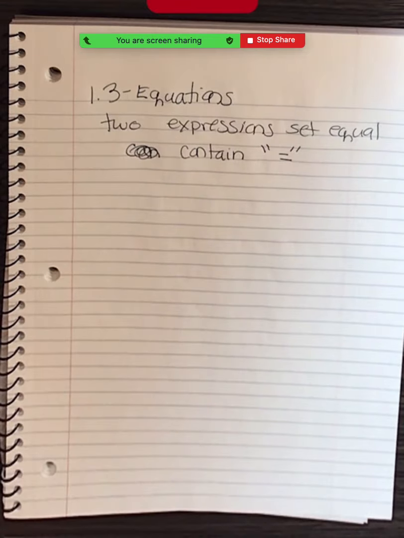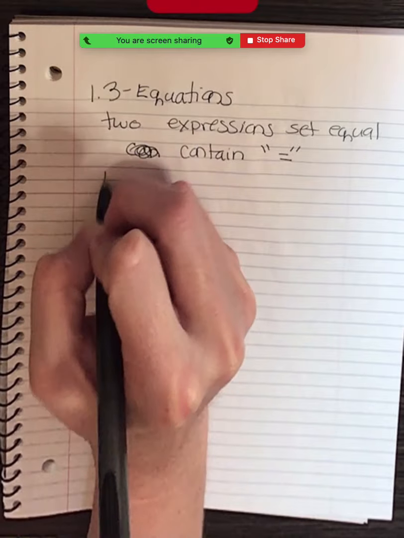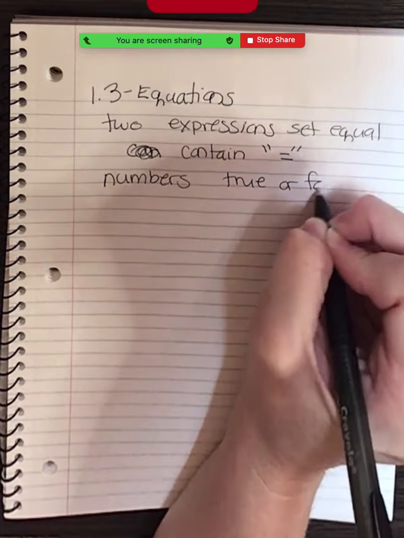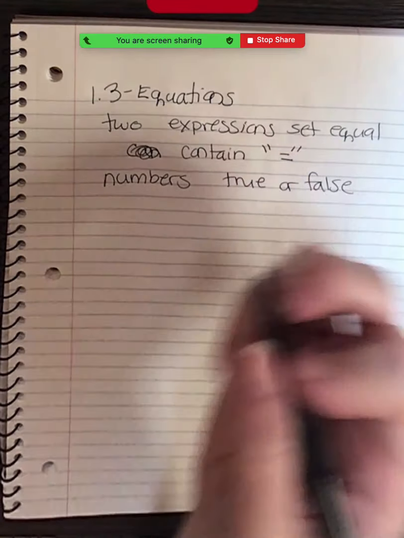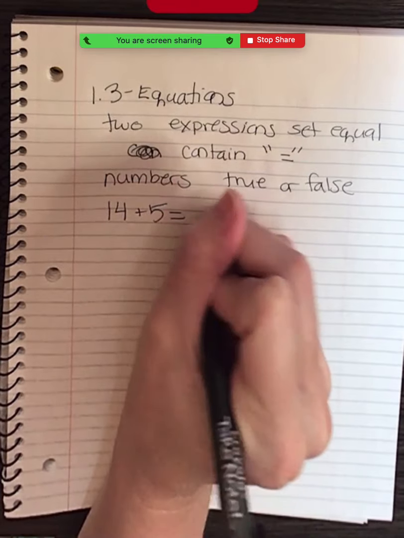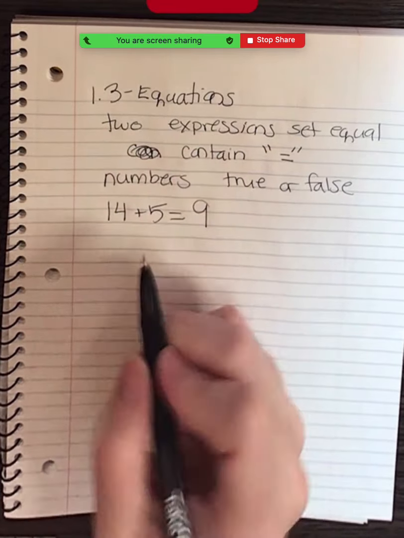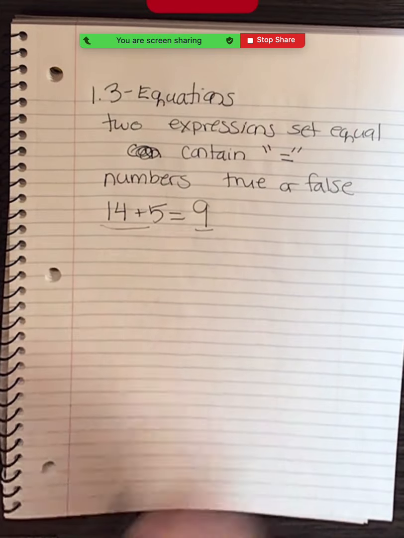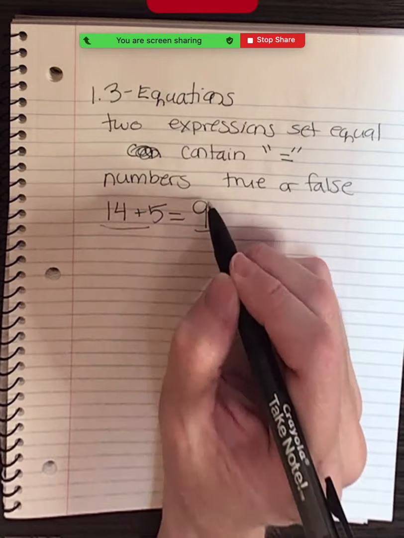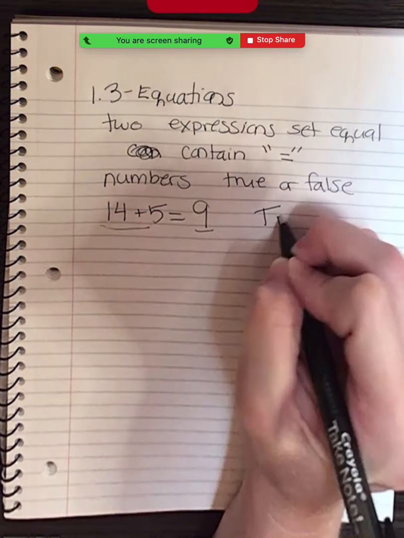When your equation contains just numbers, it's either true or it's false. So consider the equation 14 plus 5 equals 9. It's just numbers. This is the left-hand side, right-hand side. Is this true? Does 14 plus 5 equal 9? It does, so we would say this equation is true.